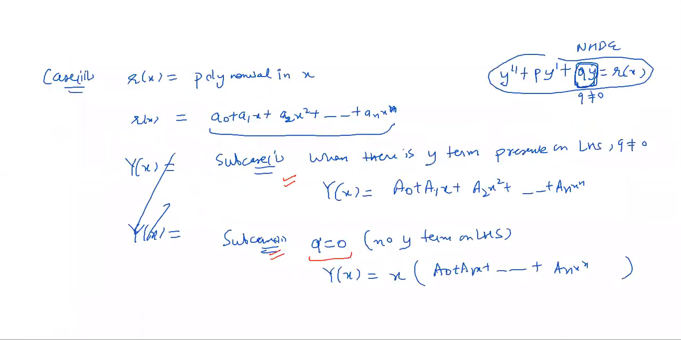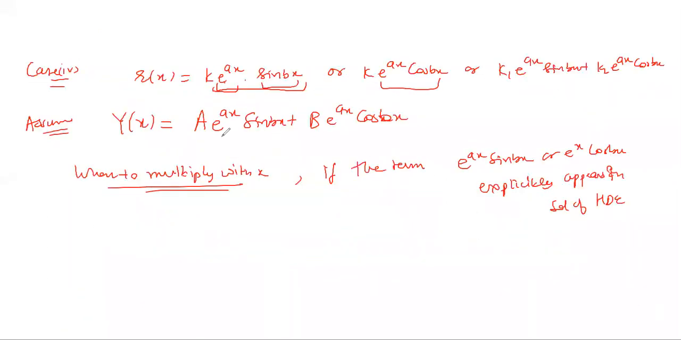Same is here. So in this kind of question also, if the term is explicitly appearing as a solution of the homogeneous differential equation, then you have to multiply with x. But this is going to happen in very rare examples, because these kinds of questions will be there when we are going to have complex roots, right? So let me just take a very simple example for the same.